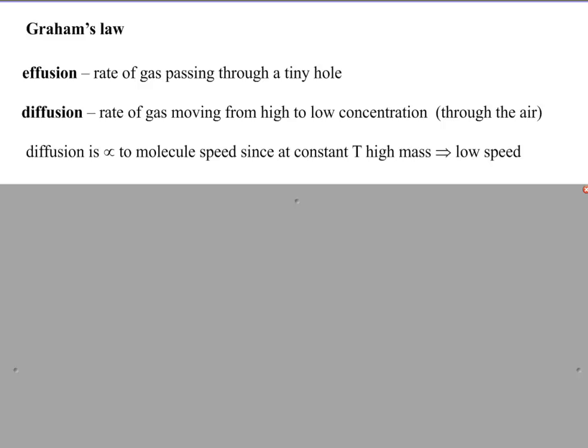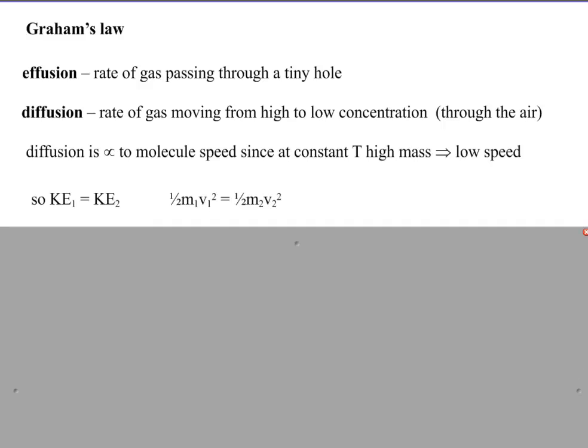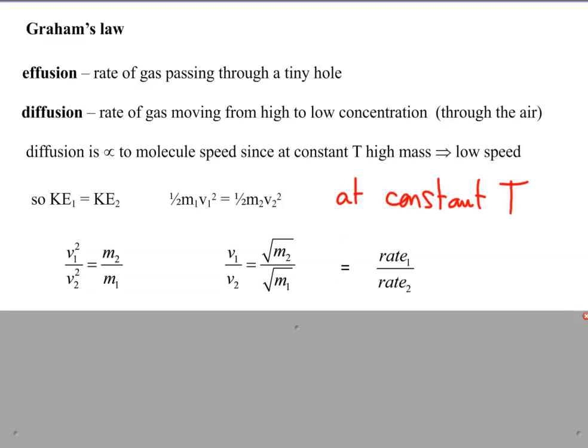We're going to do that by looking at the kinetic energy equation. So if I have two gases, gas 1 and gas 2, and they're at constant temperature, then their kinetic energies are the same. If I rewrite the equation, I can get it to show me a relationship between the speed of gas 1 compared to the speed of gas 2. The first thing I'm going to do is remove the 1/2 because both of them have it, and now I want to end up with mass on one side of my equal sign and velocity on the other side of my equal sign.